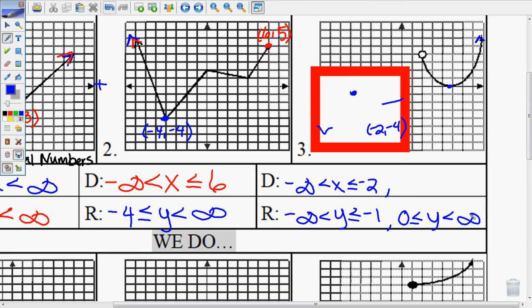All right, and then what's my domain? Left or right? What's my left side value? Is it 2? So I have 2. Is it included or not included? Not included. And then it goes on where? What's that called? Infinity. All right, good job, guys.